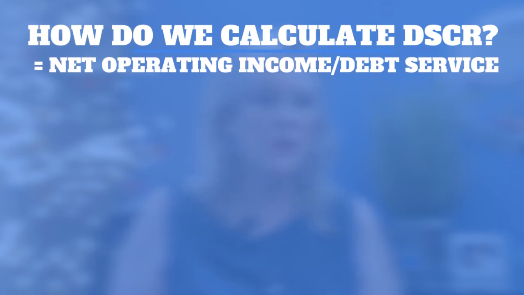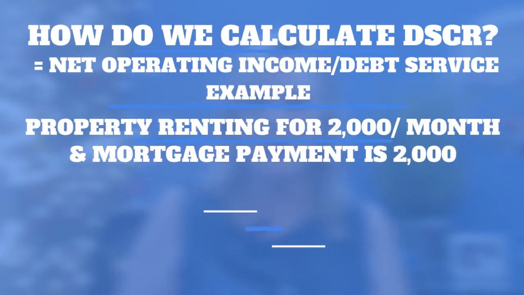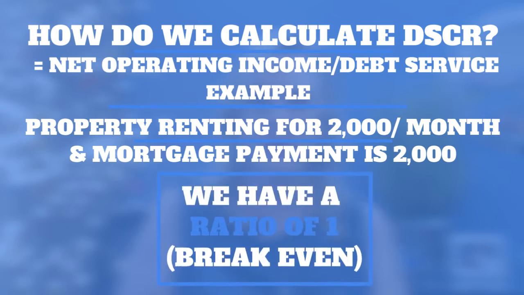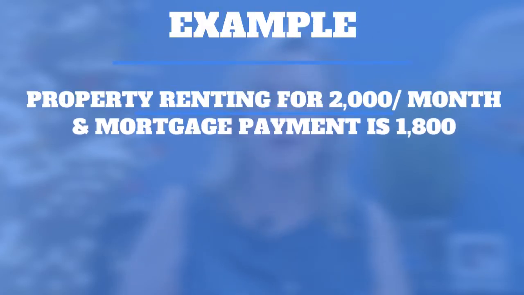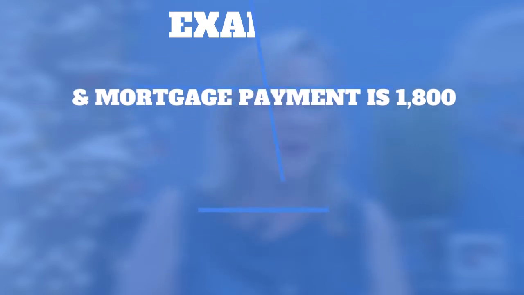Now, let's look at some numbers. How do we calculate the debt service coverage ratio? DSCR is equal to the net operating income or rental income divided by the debt service or total mortgage payment, PITI. For instance, let's say we have a property renting for $2,000 per month and mortgage payment is $2,000 per month. We have a ratio of 1, which is a break-even ratio. Let's say we have another property renting for $2,000 a month and mortgage payment is $1,800. This ratio is 1.11, which is good as the investor is making money.